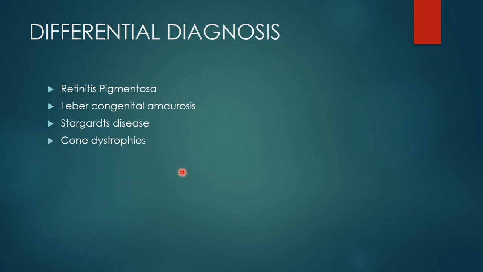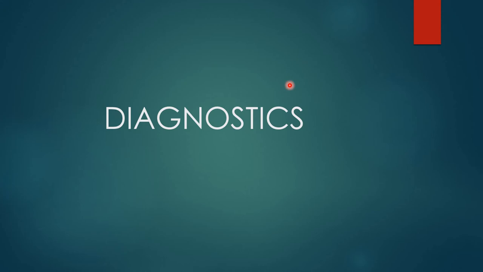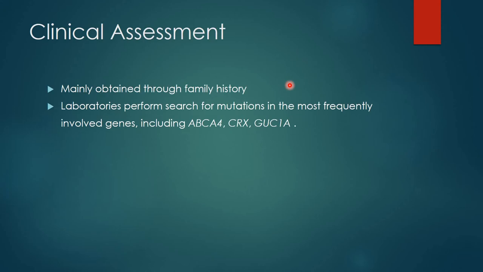Okay, so what would be the differential diagnosis when the patient has color vision issues? These are the four conditions which you have to consider when they come up with color blindness: retinitis pigmentosa, LCA, then Stargardt's, then the cone dystrophies. All these four have almost similar signs and symptoms.